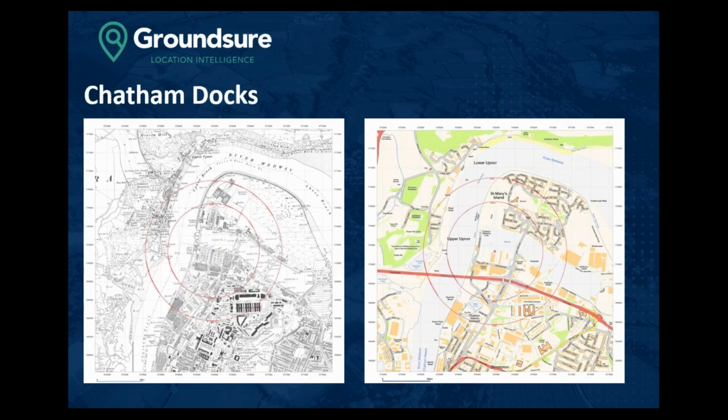Here again, still on the Chatham Docks, the image on the right, now you see residential properties that have actually been built on the former site, and in color. So you can see a major change in the use and evolution of the area.